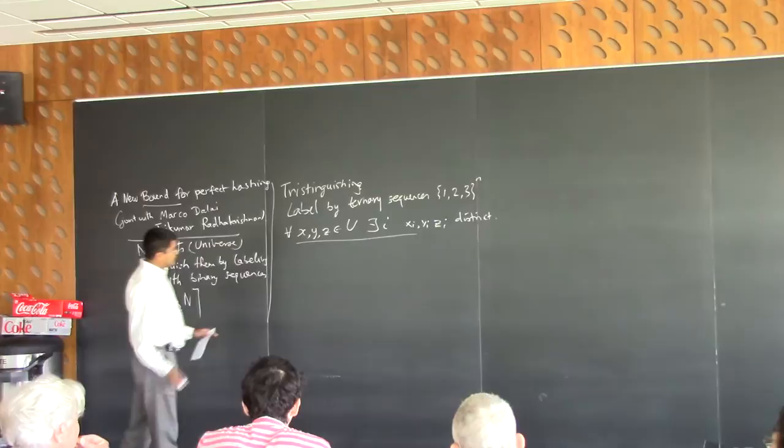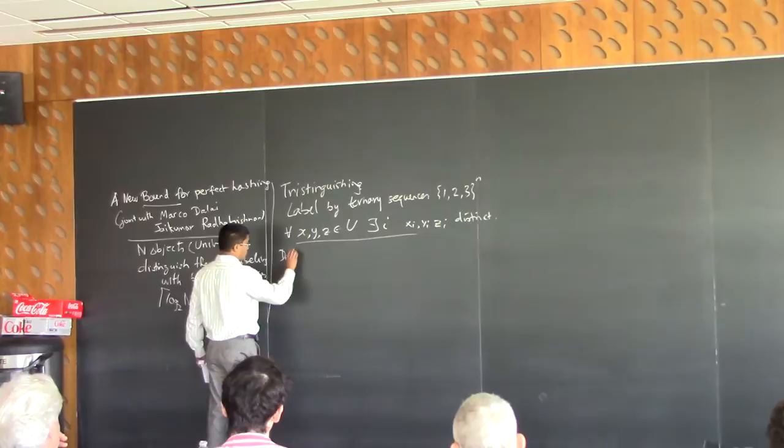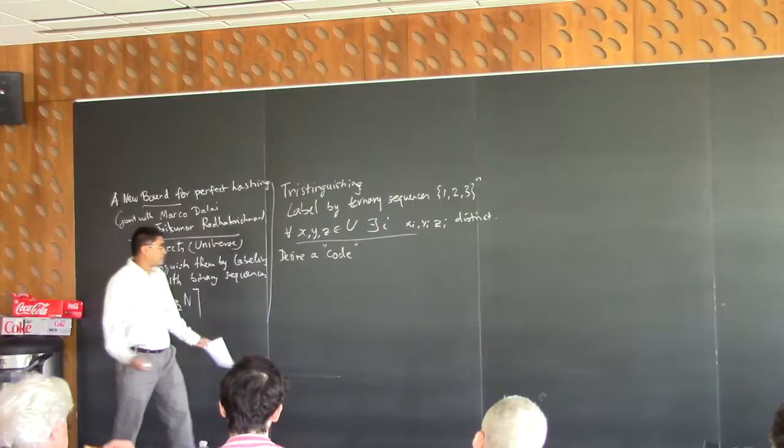And I'm going to state it in the converse way. We desire a code. There are some connections to coding theory, so let me call it a code, but for the purposes of this talk, this is simply a subset of {1, 2, 3} to the n.